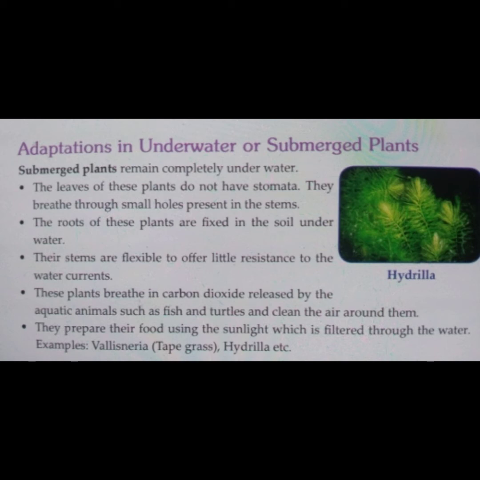An example is Vallisneria, the tape grass. Vallisneria is also called tape grass. And the next example is Hydrilla. You can see the Hydrilla image there itself. Hope it's clear for you.